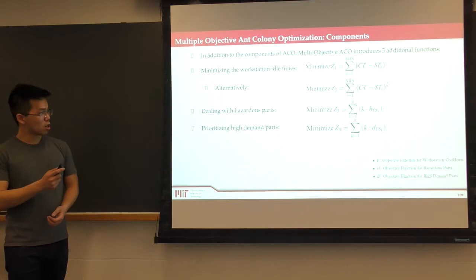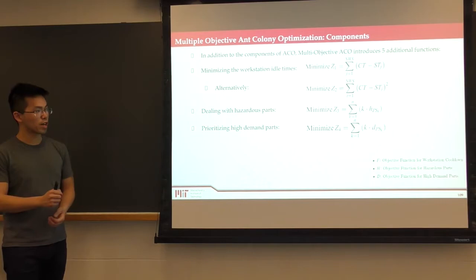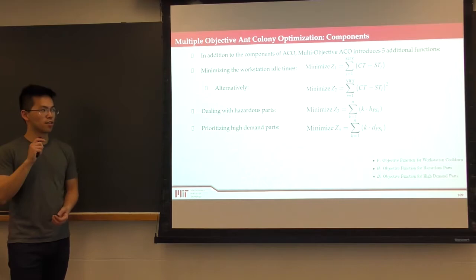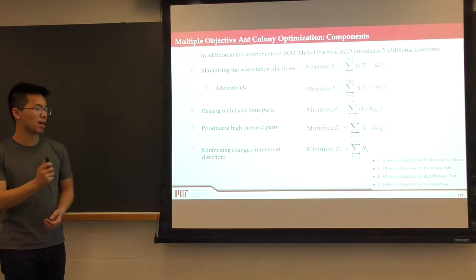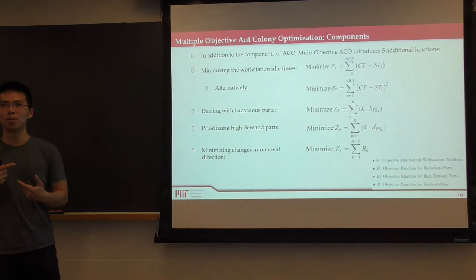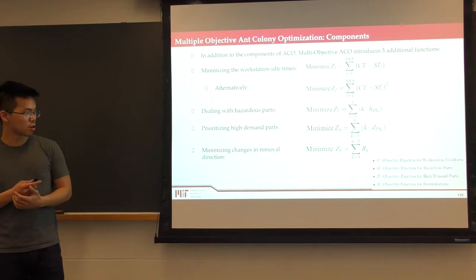And then there's also prioritizing high demand parts. Similar to the hazardous parts value, we assign high demand parts a certain D value, and then we kind of give it a K value based on when it's disassembled. And then lastly, we want to minimize the changes in removal orientation. And so every single time we increase the number of reorientations, we increment up R. Great. I think that covers all of those.